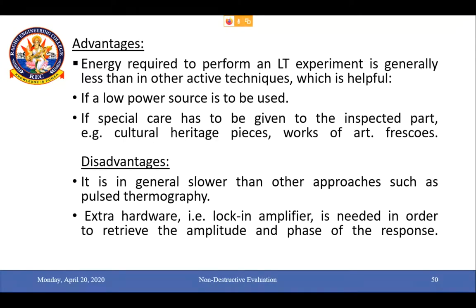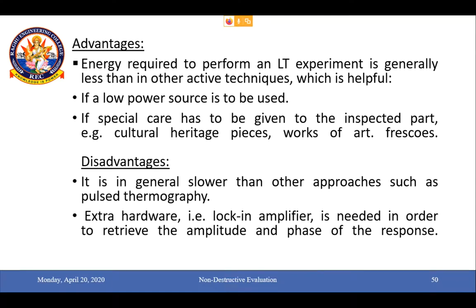And NDT, especially your thermal imaging, if you're using a low power source, which is the case with your lock-in thermography, unlike your flash thermography, wherein the power source is very, very high. Here, it's a low power source. This will be an advantage for such cases.